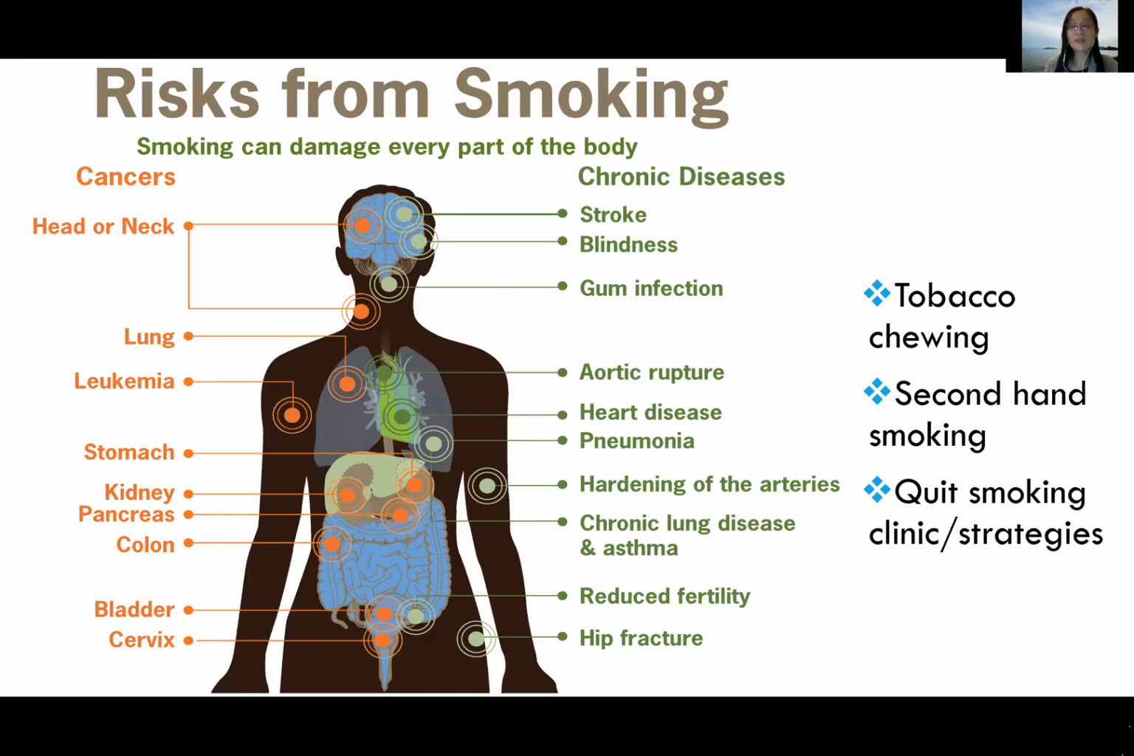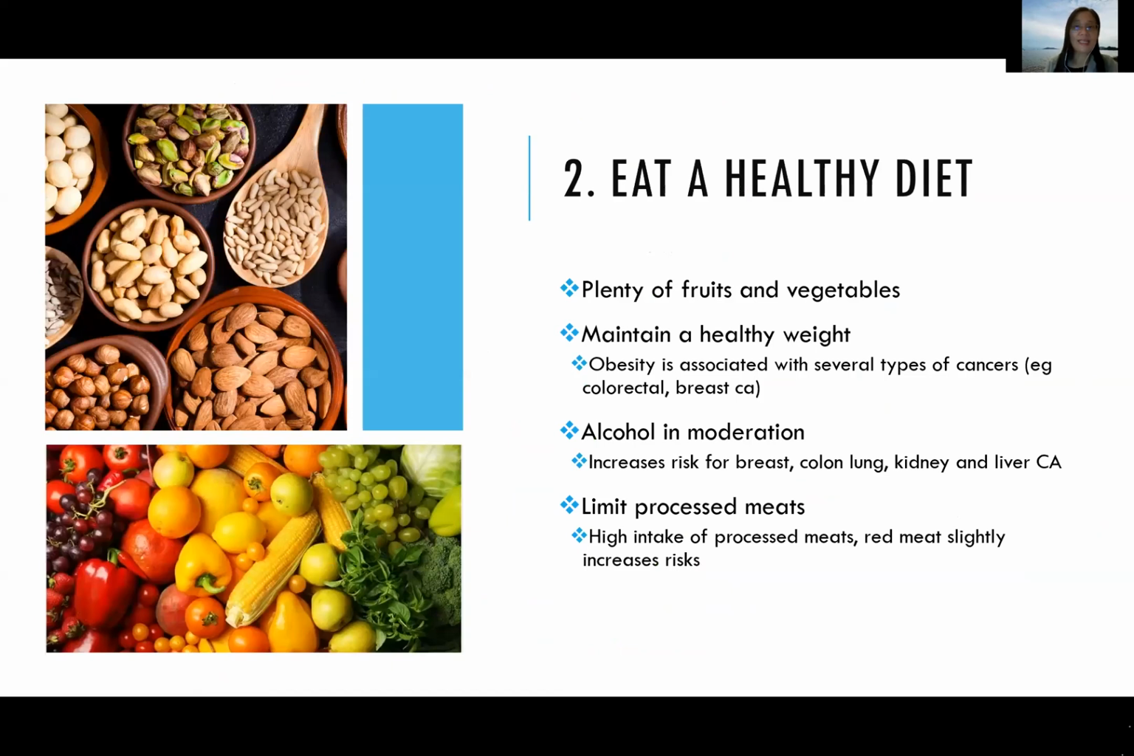And with secondhand smoking, you can actually induce lung cancers in your children or your spouse if you smoke, especially if you smoke at home or in the car. There are a lot of quit smoking clinics, including some GP clinics as well, and strategies available to help you stop smoking. Eating a healthy diet helps as well. Vegetables and fruits mainly. Try to keep a healthy weight. Obesity is related to many types of cancers.